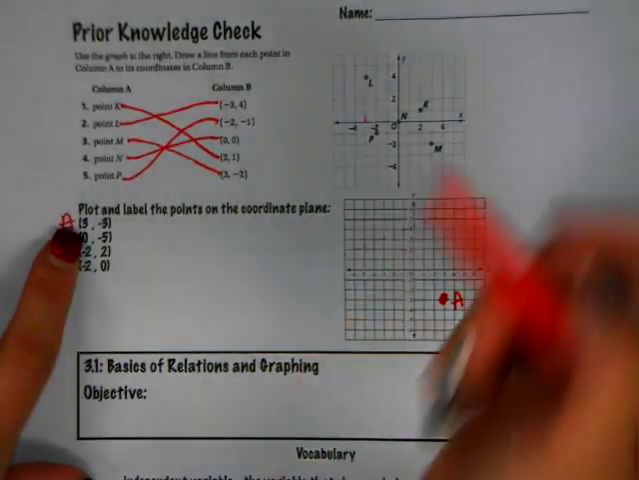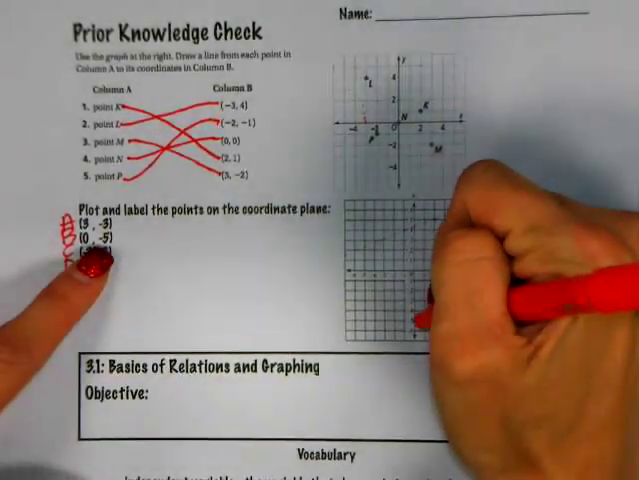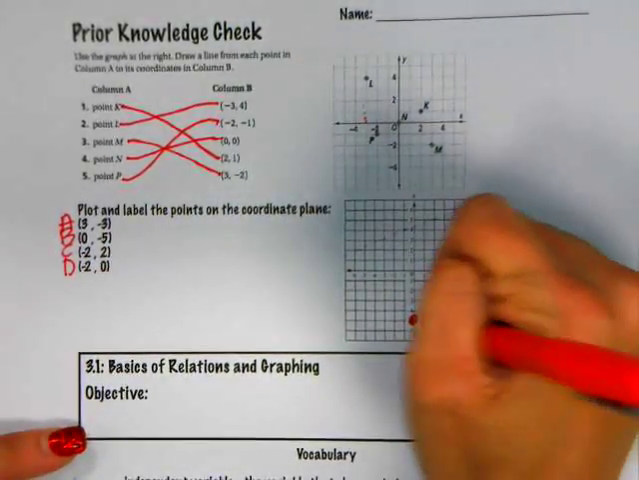Point B is at 0, -5. So that means you're not going anywhere on horizontal, but you're going up and down. So you're going to go straight down to -5. That's going to be B.